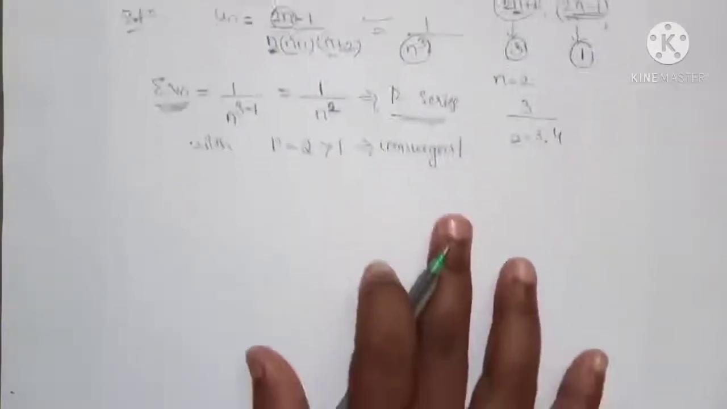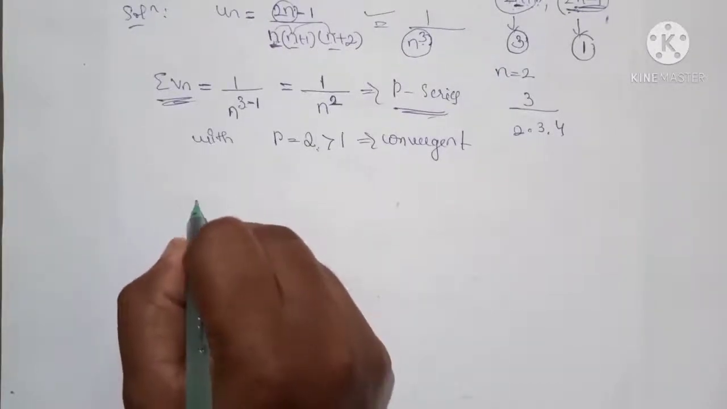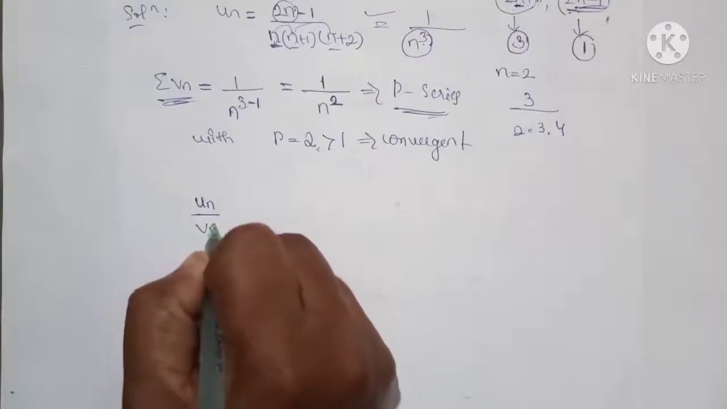Now we go for un divided by Vn, that is, the limit of un divided by Vn. First we consider un divided by Vn, then we apply the limit here.